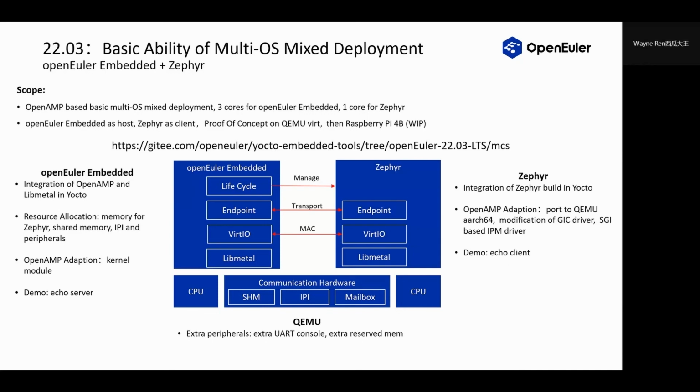In Zephyr, working with SIG-Zephyr, we integrate the build of Zephyr in Yocto and do necessary adaptation of OpenAMP module support, including porting the QEMU ARM64 platform, modifications of the GICv3 driver, the software generated interrupt-based interprocessor module, and the Echo client. And we also do some necessary modifications on QEMU to facilitate debugging, such as adding extra peripherals like UART and reserved memory.